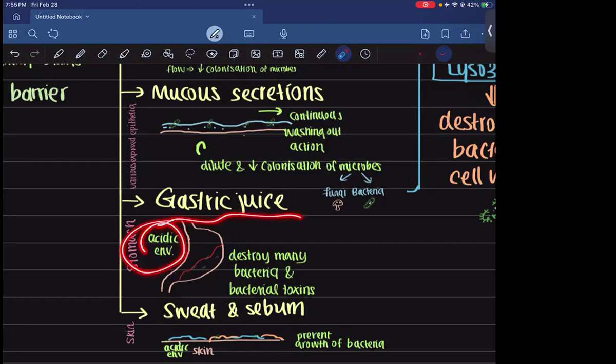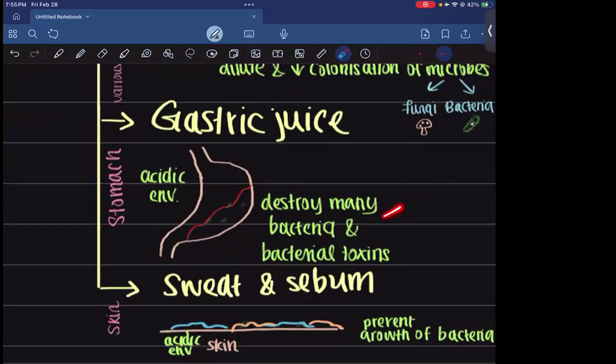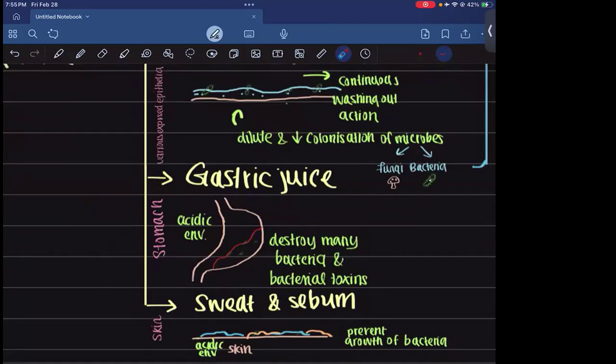So what will it do? This acidic environment can destroy many bacteria and bacterial toxins. Are they going to destroy fungi? They haven't mentioned that. So remember, they are going to destroy bacteria and bacterial toxins. These bacteria and bacterial toxins cannot live in the acidic environment. So the secretion of gastric juice in your stomach is going to provide an acidic environment inside your stomach. And because of this, many bacteria and bacterial toxins can be destroyed. Okay, so where is this present?